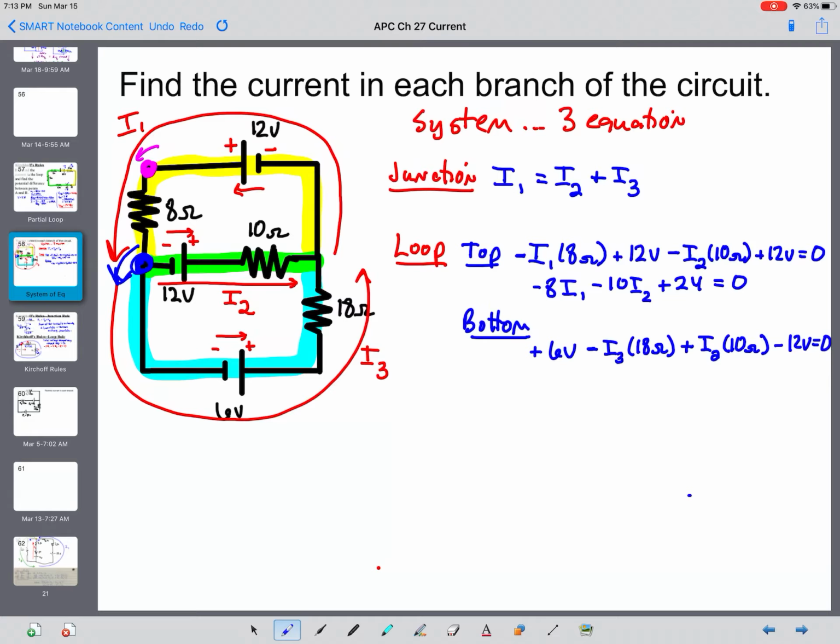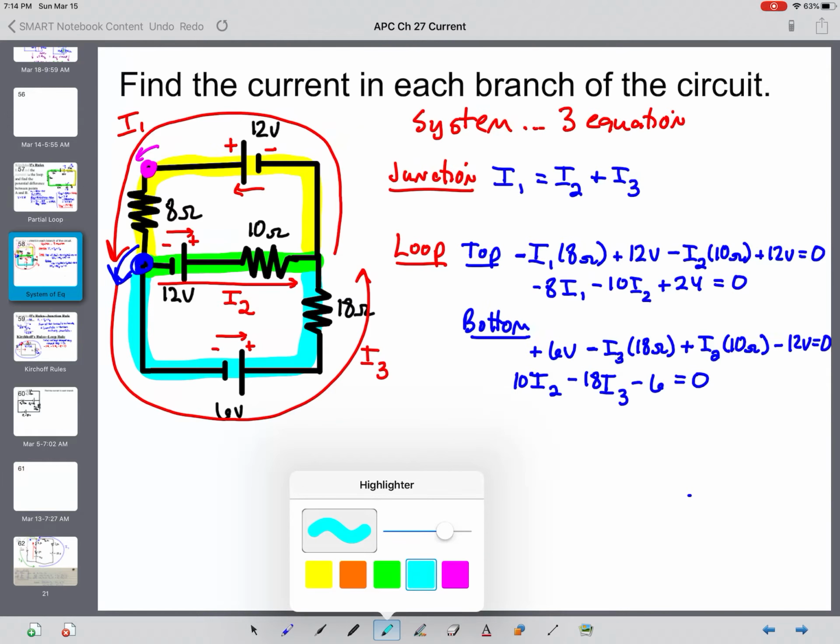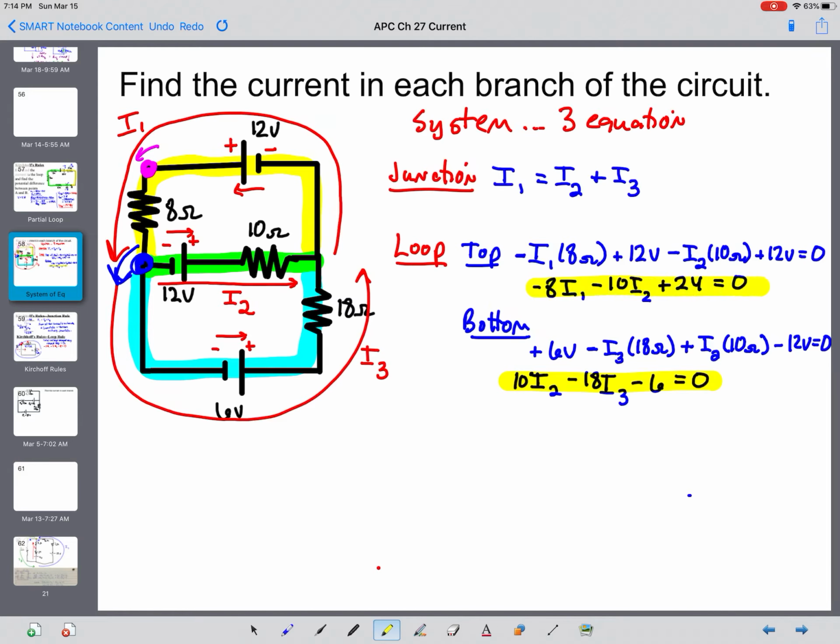Doing a little bit of algebra on this, this is going to be 10 I2 minus 18 I3 minus 6 is equal to 0. So now we've got 3 equations right there, and right there. 3 equations, 3 variables. We can solve this down.